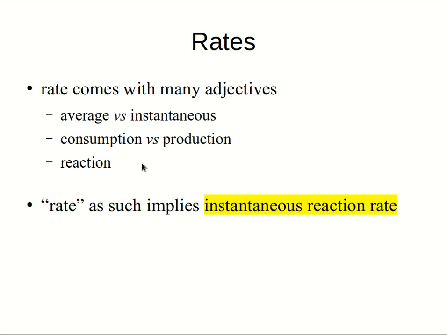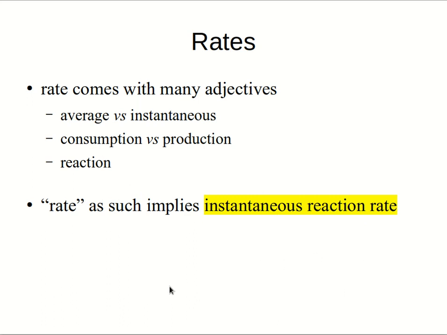So when somebody talks about rate and leaves out all the adjectives, what is implied is instantaneous reaction rate. Reaction because that's what is reported, and instantaneous because it's much more important than average. If you don't mean that, if you mean explicitly a consumption or production rate, you have to use the adjective. If you don't mean instantaneous, if you mean average, you have to use the adjective. But if those adjectives are not used, instantaneous is meant and reaction is meant.